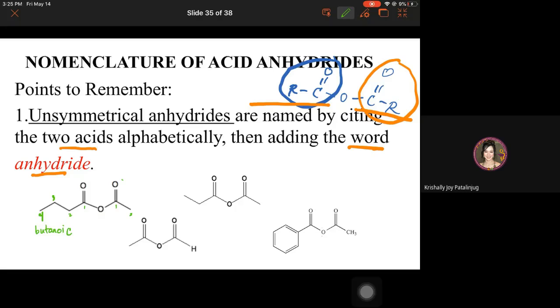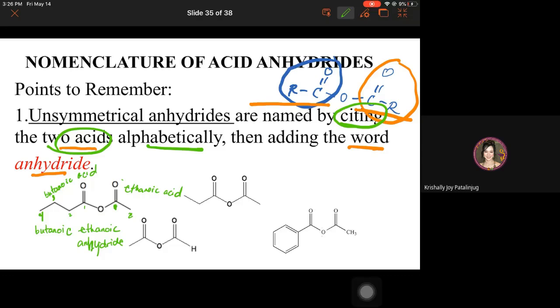What is that acid? Carbon 1, 2, ethanoic acid. So, which comes first, butanoic or ethanoic? Okay? Then, the word anhydride. So you identify the acids. This one is butanoic acid, and this one is ethanoic acid. What happens is, cite the two acids alphabetically, and then add the word anhydride.